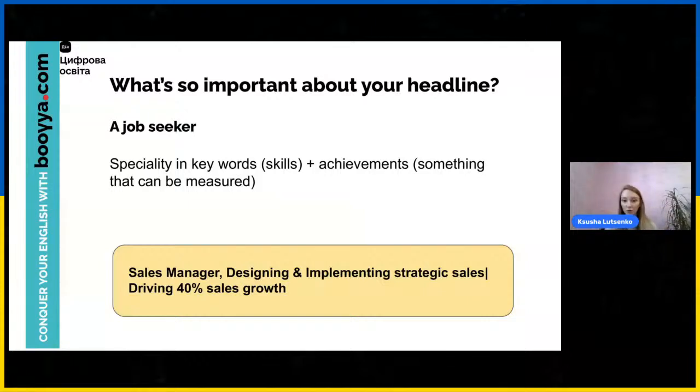Perfect example, short, you keep it short and sharp, though you use keywords, you include everything people should know about you as an expert. You're designing and implementing strategic sales, and they already see, we call LinkedIn a sales point, they already see that you can drive sales growth up to 40%. Why can't we mention it? We have to sell ourselves from the very first line on our LinkedIn page.